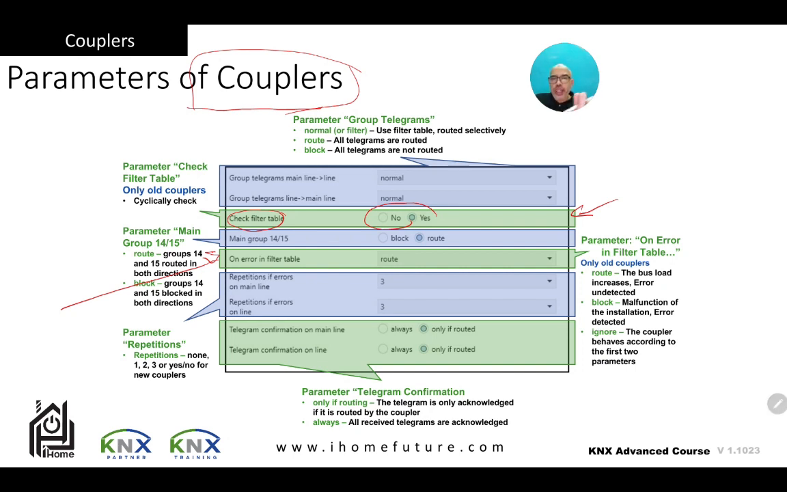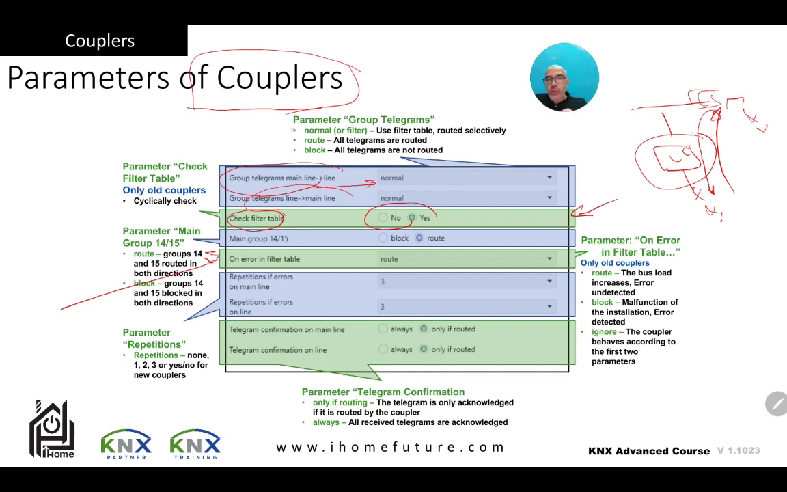Then the coupler will have, as we talked about, two lines. Let's say I have a main line here, then I put a line coupler, and I have devices here. The line coupler's objective is to act as a doorkeeper. Should I allow traffic to come from this way to that way, or not? This is why you will always see these settings: should I allow group telegrams to pass or not, from this direction or that direction?